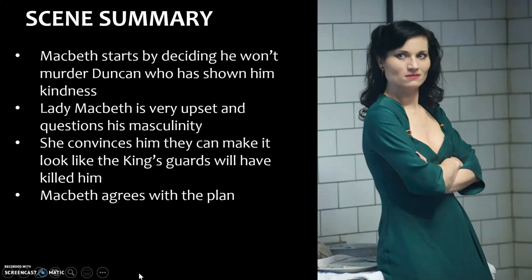A summary of the scene then. Macbeth starts this scene by deciding that he's not going to murder Duncan because he's shown him such kindness since arriving in his castle. When he tells Lady Macbeth this, Lady Macbeth is very upset and questions his masculinity. She convinces him that they can make it look like the king's guards have killed him and therefore get away with it. Macbeth agrees with this plan, and that is the end of Act 1, which is setting up the events of the rest of the play.